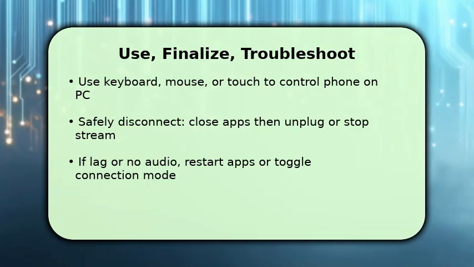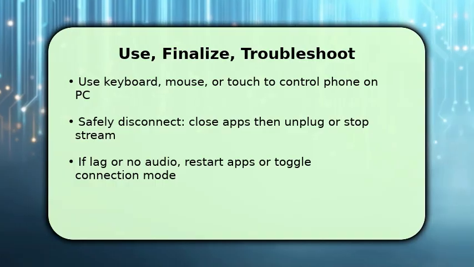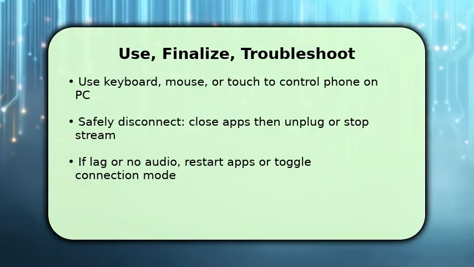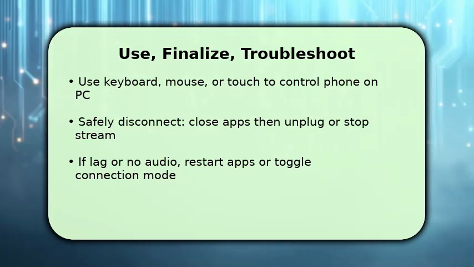Finally, use your mirrored phone. Open apps, type with the PC keyboard, and transfer files if the tool supports it. To finish a session, close the mirroring app on both devices and then unplug the cable or stop the wireless stream. This prevents lingering permissions.